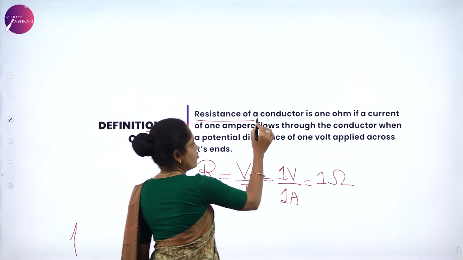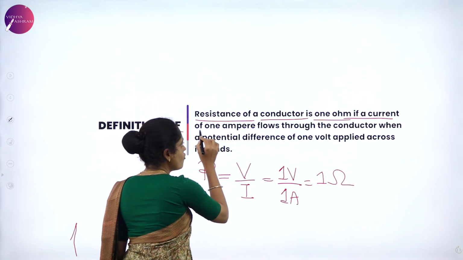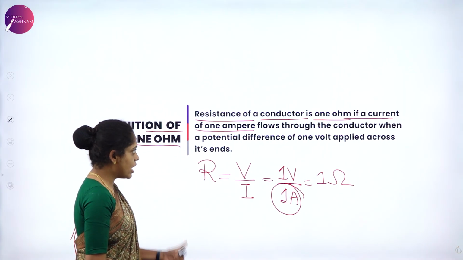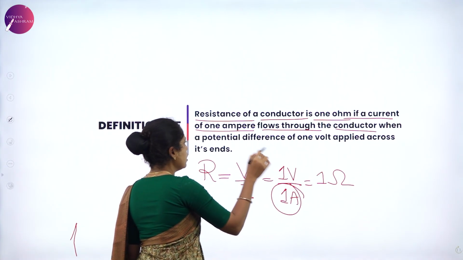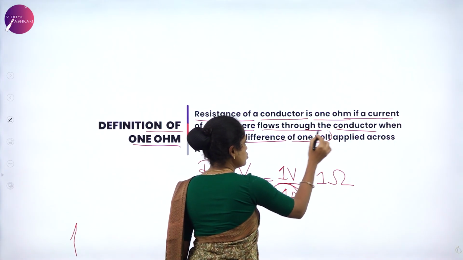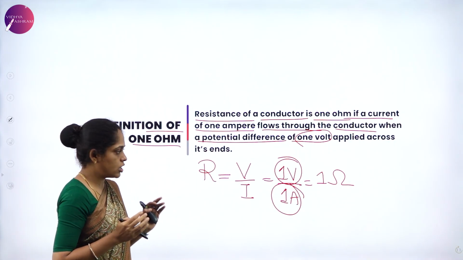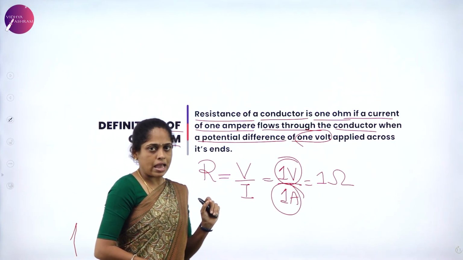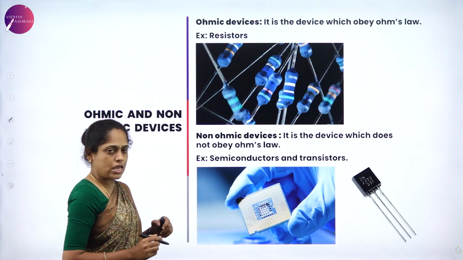The resistance of a conductor is 1 ohm if a current of 1 ampere flows through the conductor when the potential difference is 1 volt. The potential difference across the conductor must be 1 volt and the current must be 1 ampere. Then the resistance is said to be 1 ohm. This is a very easy one.